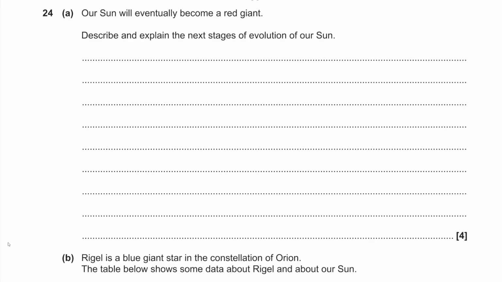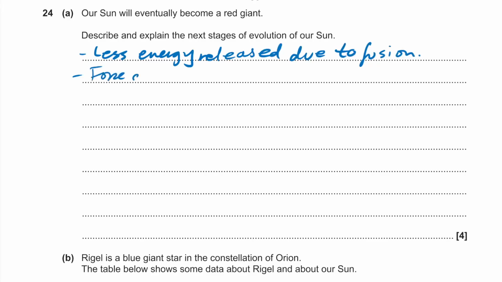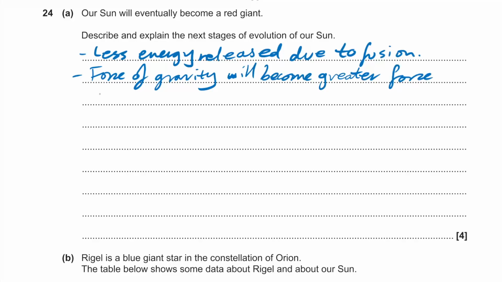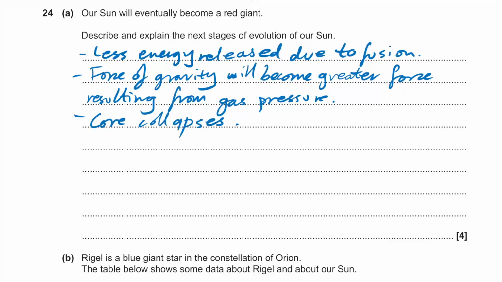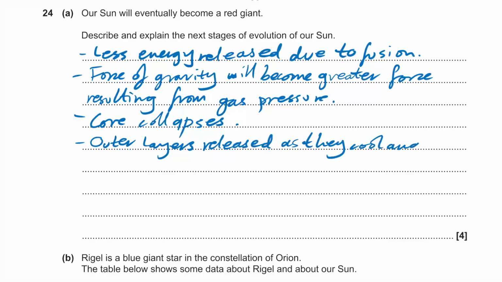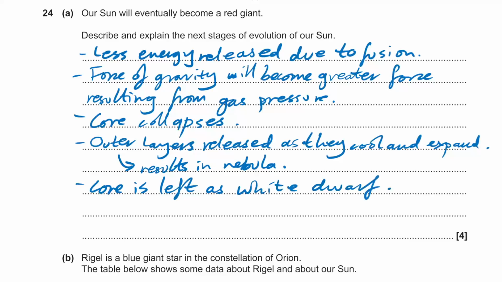24, our sun will eventually become a red giant. Isn't that fun? Describe and explain the next stages of evolution for our sun. So we can say less energy released due to fusion. And so then we can say that force of gravity will become greater than force resulting from gas pressure. We can say the core will collapse. What else can we say? Well, outer layers will be released as they cool and expand. We can say results in nebula. And we can say that core is left as a white dwarf. We can also say fusion doesn't happen in the core anymore.